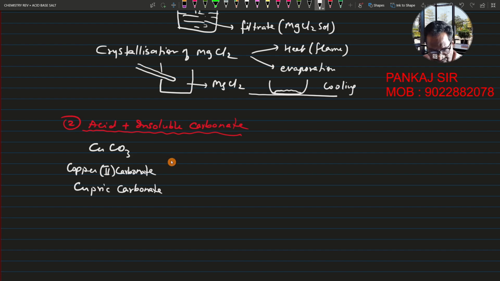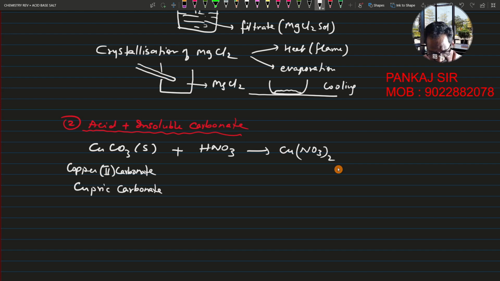So copper carbonate, now this copper carbonate being insoluble, I'm going to take it and write it as a solid because it is insoluble, right? This I'm going to make react with the acid, and this time the acid that I'm going to take is nitric acid, HNO3. Okay, this is the acid. Now these two are going to react and we are going to get copper nitrate, Cu(NO3)2.